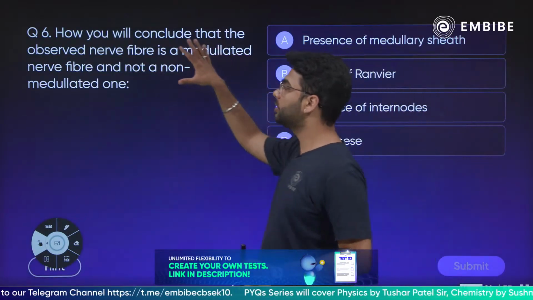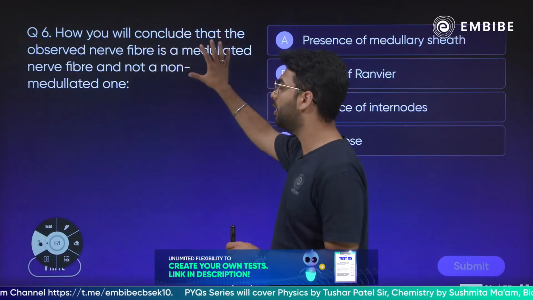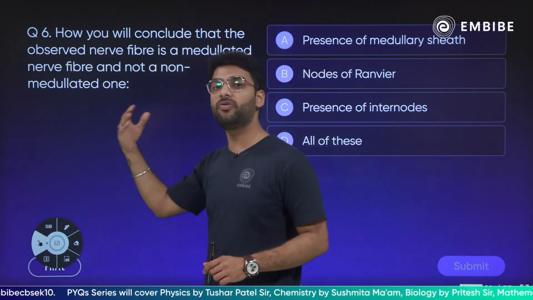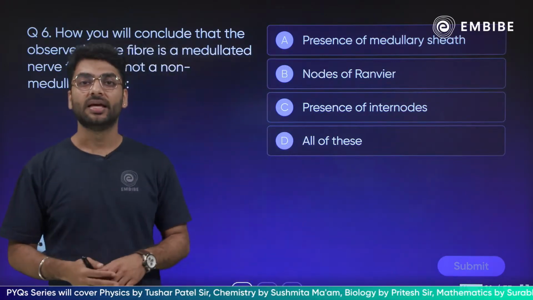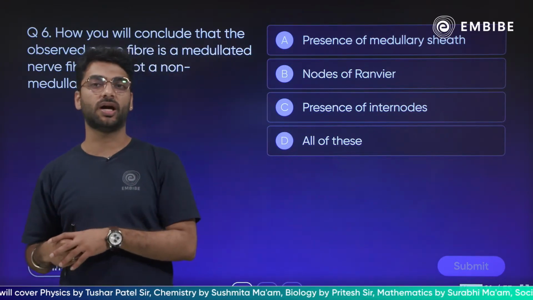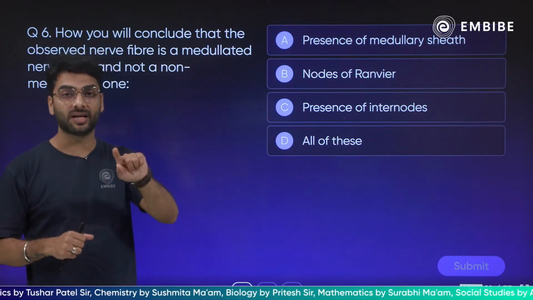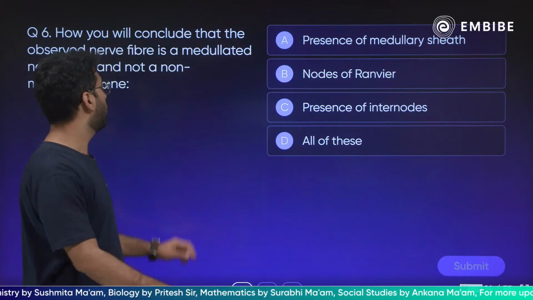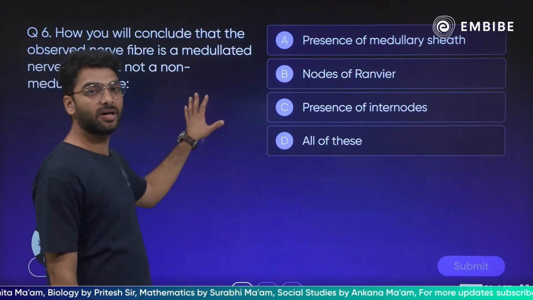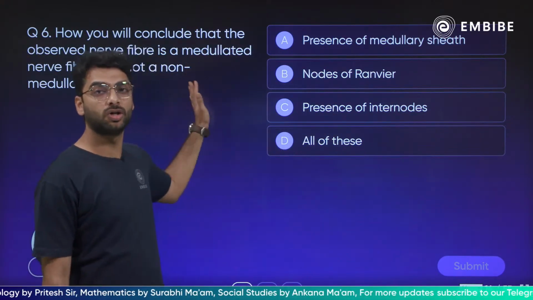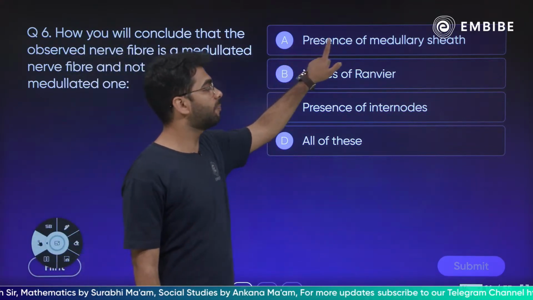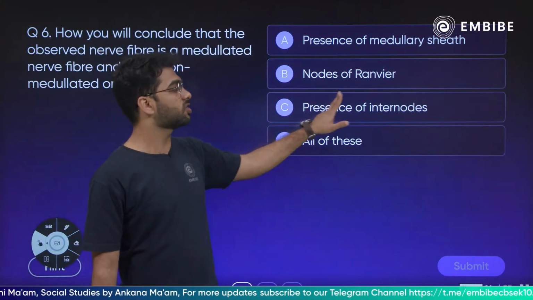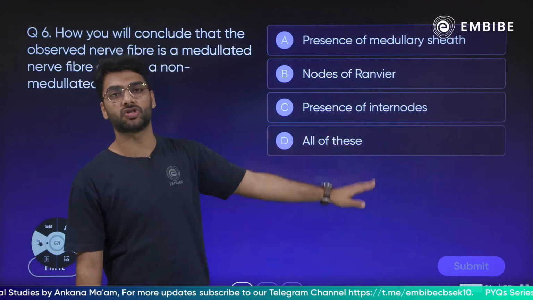How will you conclude that a nerve fiber is medullated nerve fiber and not a non-medullated one? So how will you say, yes, Rupanjana, translocation happens in the phloem, but even in phloem there is conduction of the sap, right? Now, how will you say that a nerve fiber is medullated and not a non-medullated? Is it because of the presence of medullary sheath? Is it because of the nodes of Ranvier? Is it because of the presence of internodes, or is it because of all of these?